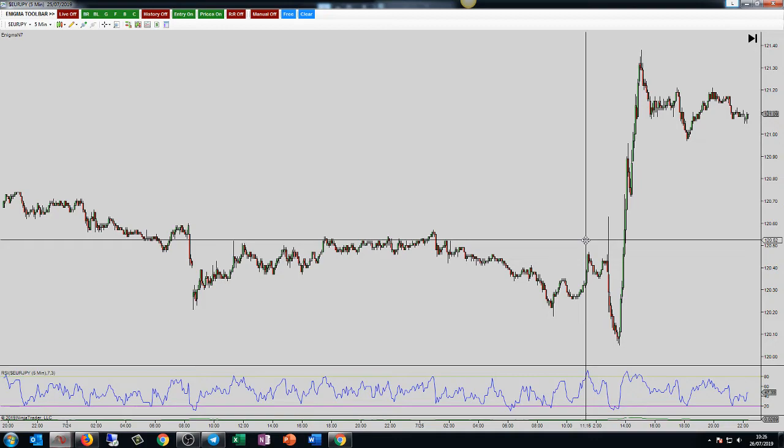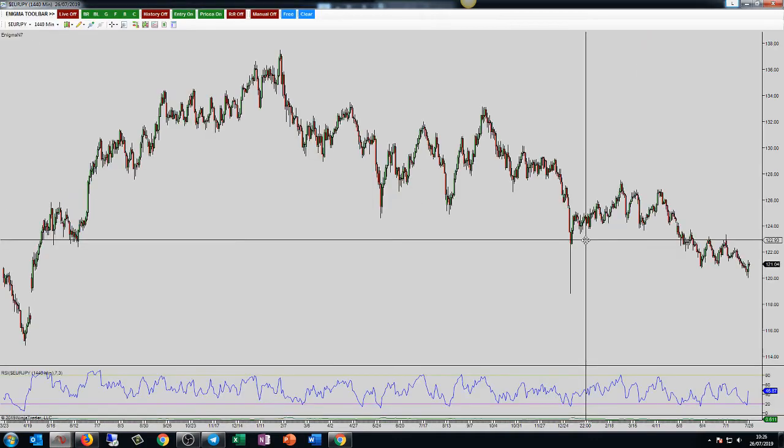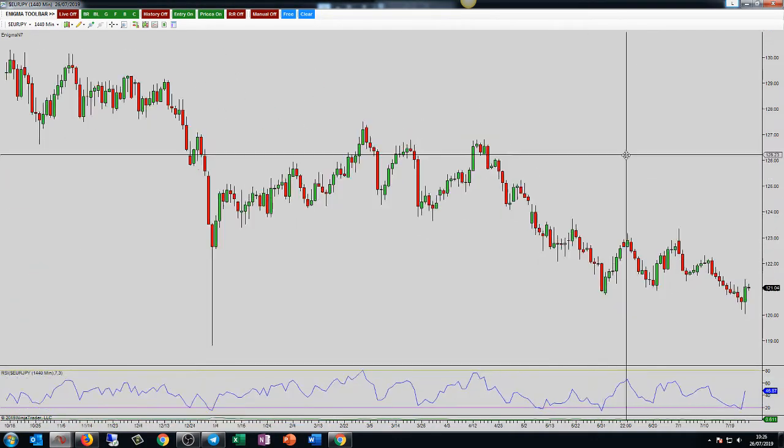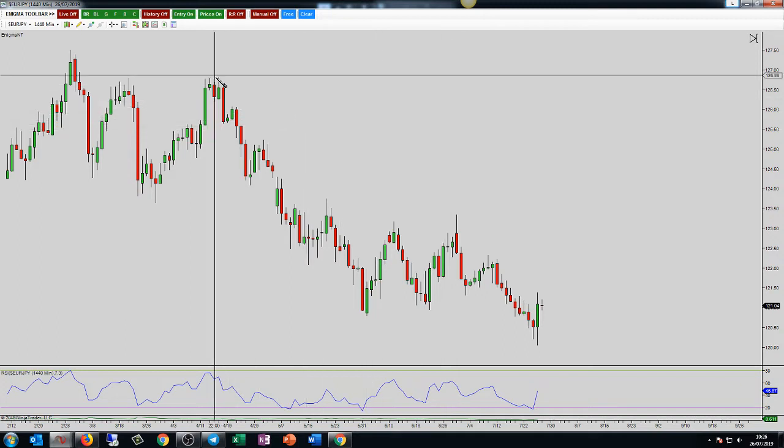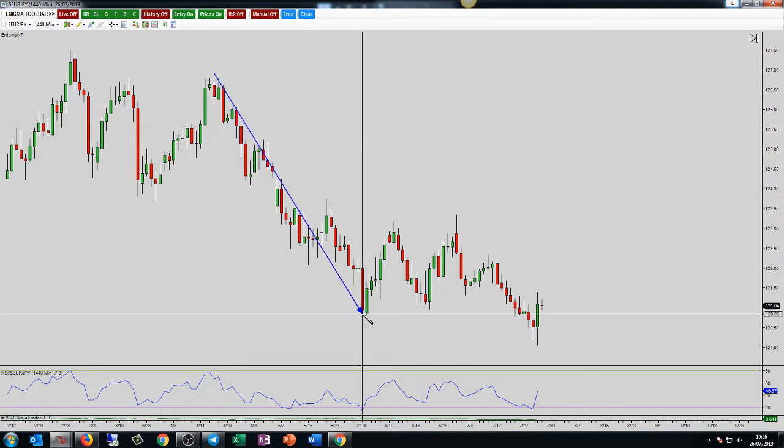So let's go and take a look then at the higher time frame on the Euro Yen. This was the one where we have the big potential flag pattern just here with the directional pole.